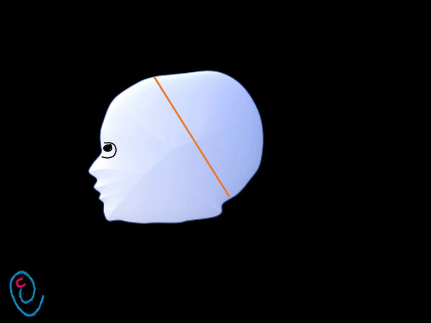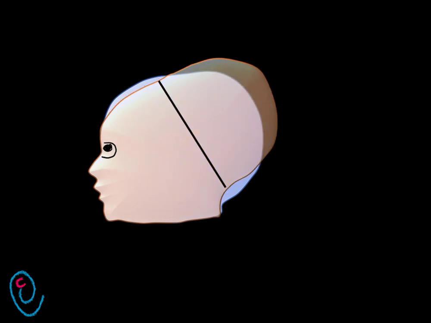Molding will achieve the shape of the fetal head. While the engaging diameter decreases, the perpendicular diameter will elongate. Here, for example, the engaging diameter is suboccipito-bregmatic. During molding, it will decrease, while the perpendicular diameter will elongate. This happens with all the engaging diameters.